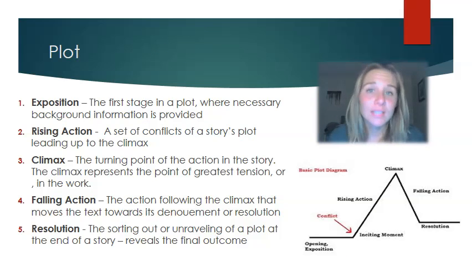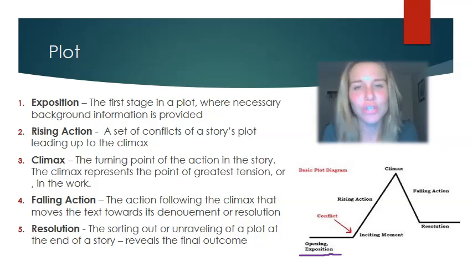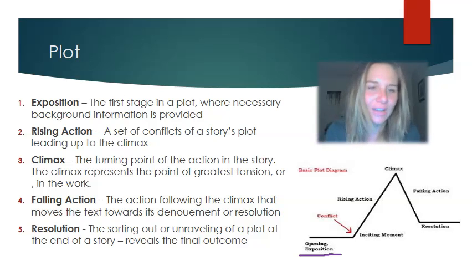So plot, what exactly are the 5 stages of plot? You may be asking, or not, but I'm going to tell you anyways. First, there is the exposition. The exposition is the first stage in a plot where necessary background information is provided. That's going to be at the very beginning. We get information about our characters, we get information about our setting, and sometimes our conflict is introduced in the exposition, but generally our conflict is what starts the rising action.